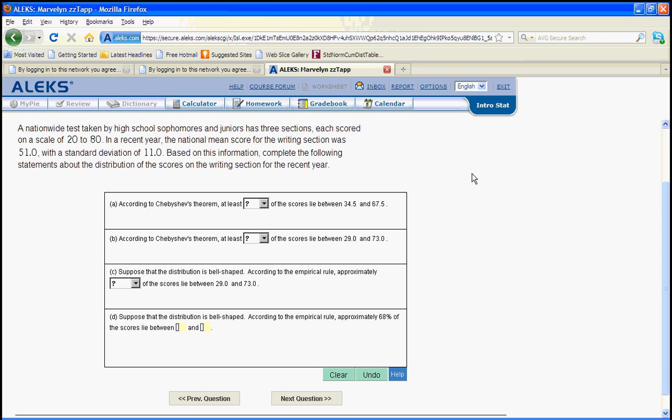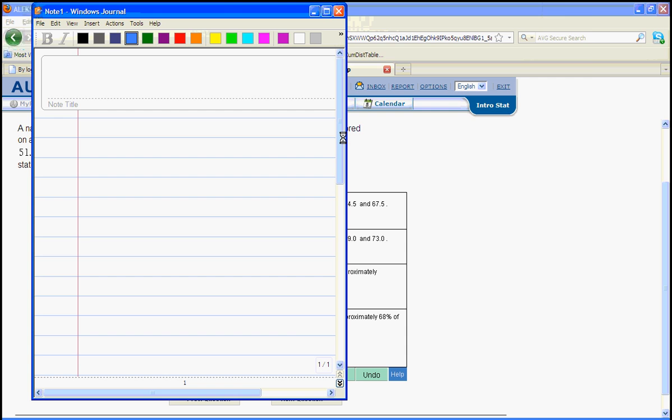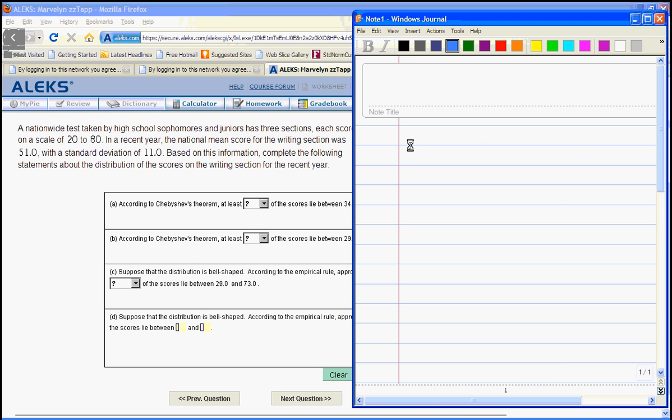scale of 20 to 80. In a recent year, the national mean score for the writing section was 51.0 with a standard deviation of 11.0. Based on this information, complete the following. So let's write down what we have so far. So we know that the mean, and I'm going to assume that this is a population since they said national, we know that the mean is 51 and the standard deviation is 11.